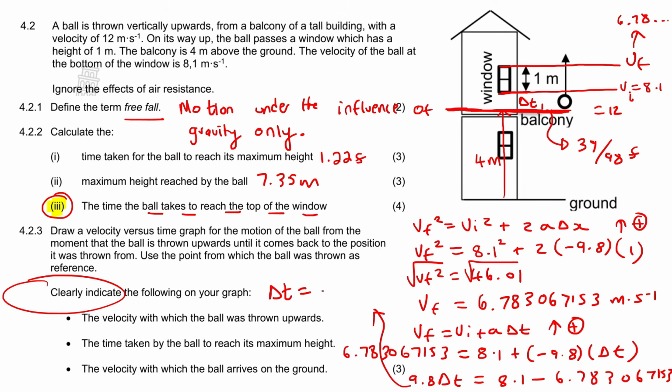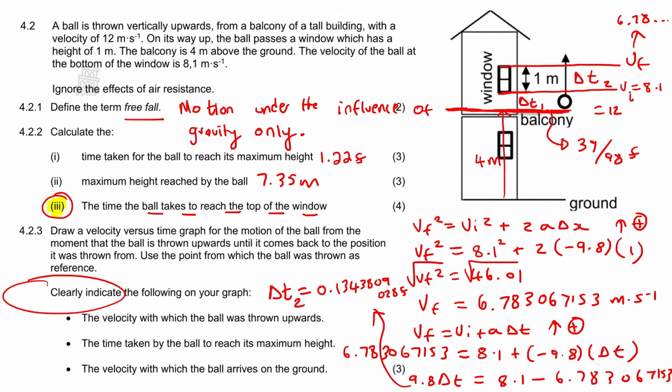This is not the final answer. This is just the delta t. Let's call this delta t2. So delta t2, and that's going to be 0.1343809028 seconds.